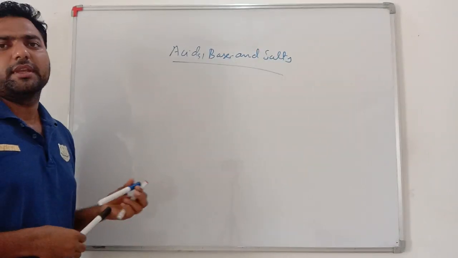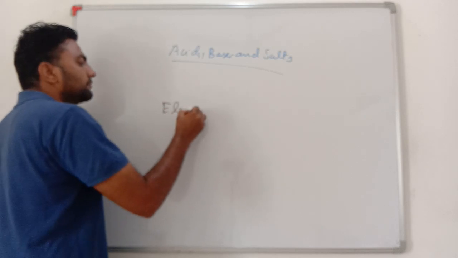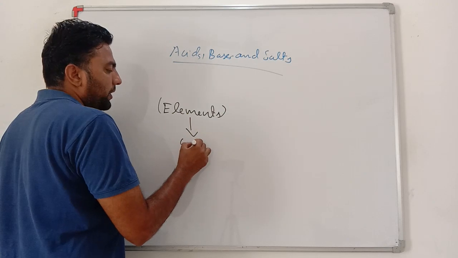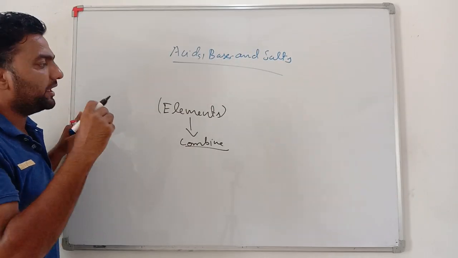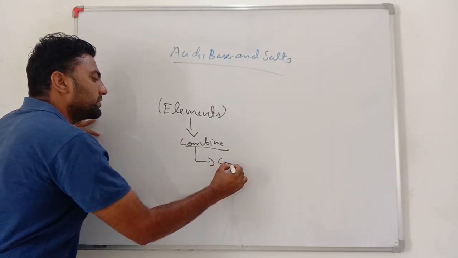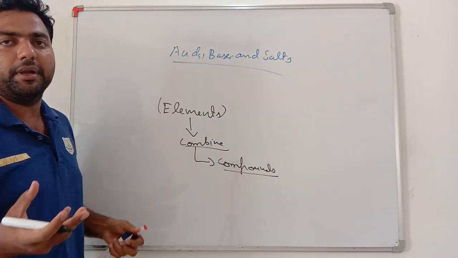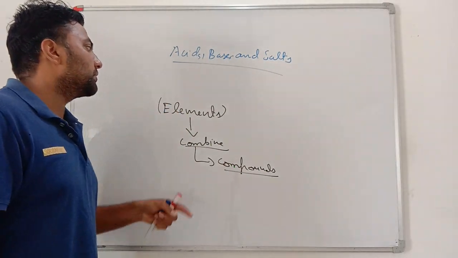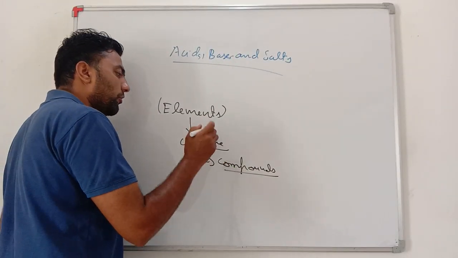See my dear students, there is a large variety of elements. There are many elements. These all elements combine with each other. Combine means they chemically make bonds with all the different elements, and what we get is compounds. Yes or no? As you all know, what is a compound? Any material that is made up of two or more different elements. So there are many elements and all of them combine chemically to produce compounds.